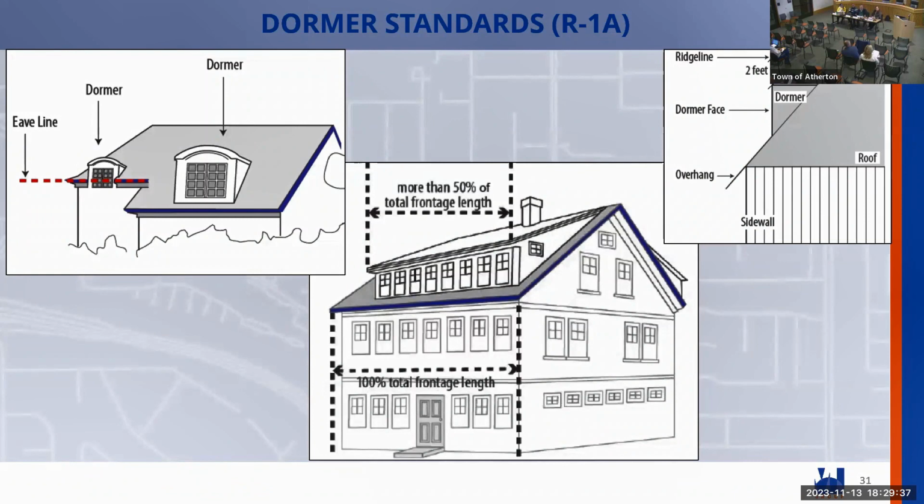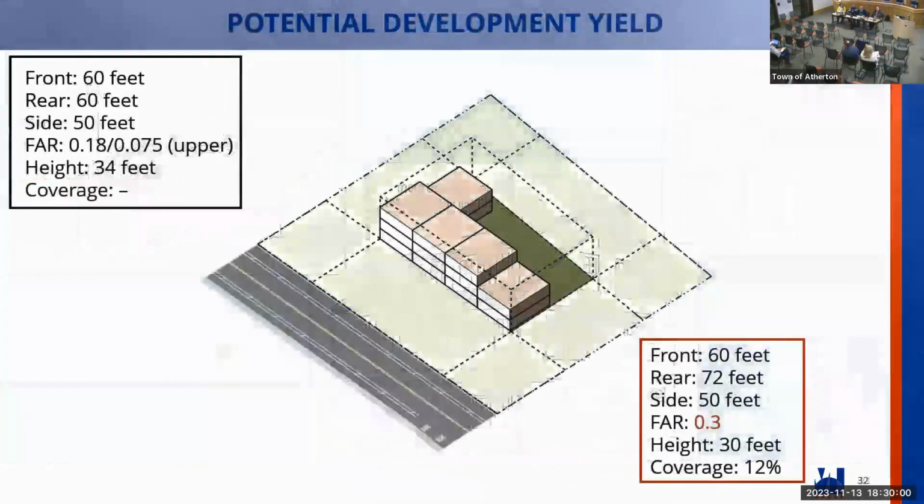Over on the right, the peak of the dormer can be no closer than 2 feet. It has to be at least 2 feet lower than the main peak. So there's all kinds of rules that you're already using in your single family context that we can start to think about if we want to.